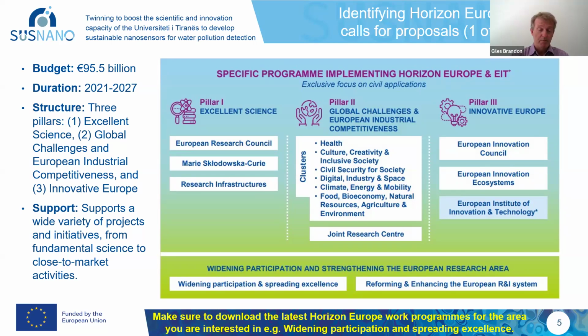For the sake of repetition, but it's always good to know. So the program, Horizon Europe, has this vast budget of 95.5 billion euros. It started in 2021 and will run to 2027. All these programs from the EU sort of run for 7-year cycles.